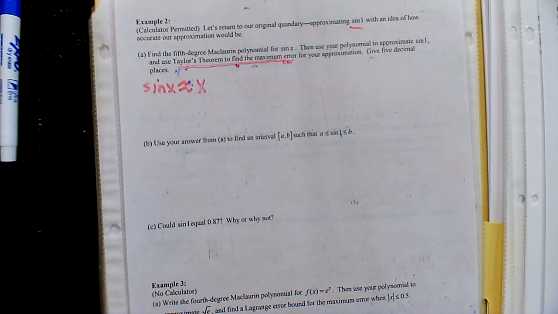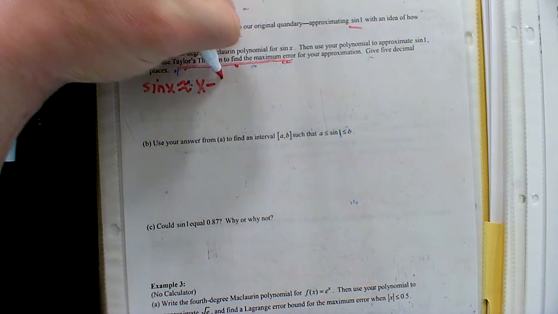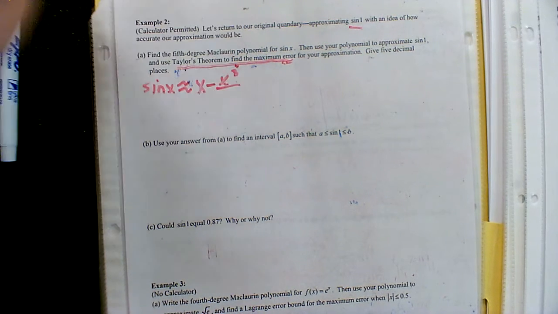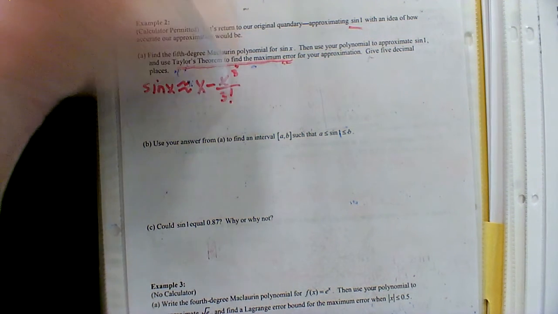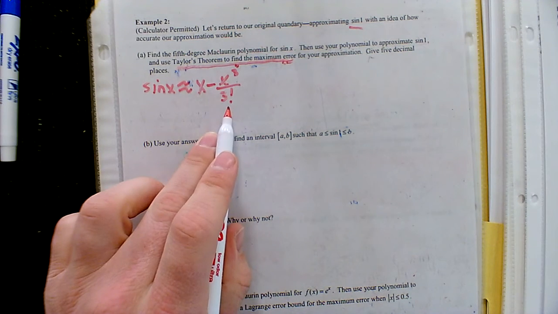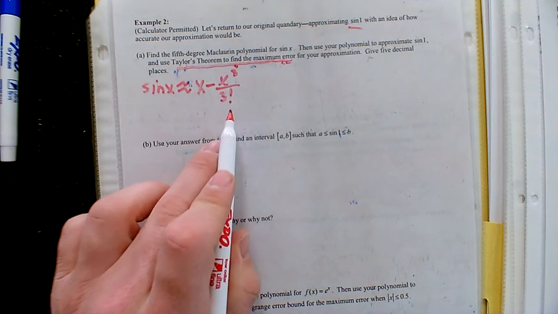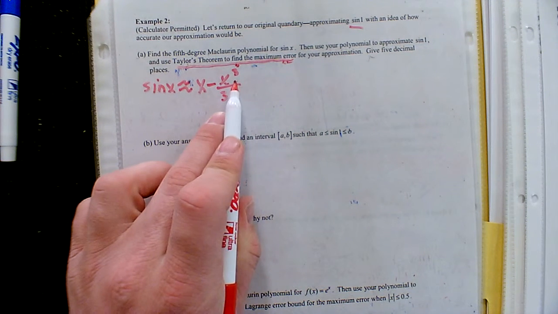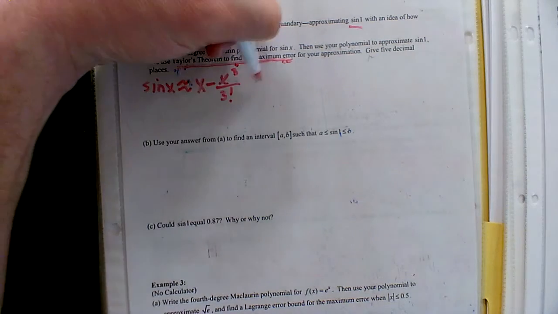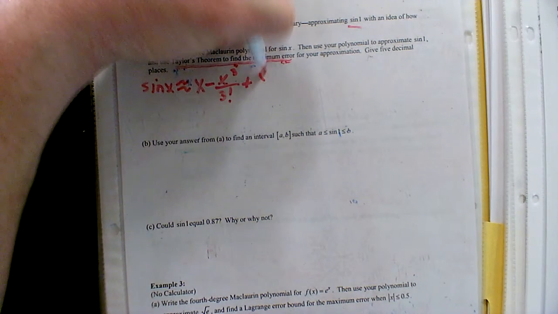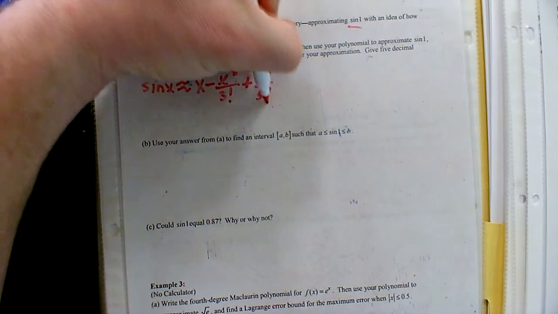We know it's odd, so we're going to go to x cubed, but do I have a minus or a plus? Minus. Remember, this is an alternating one. Minus x to the third over what factorial? 3 factorial. If I would stop here, this is considered a third degree. I don't have 3 terms, but this is a third degree because the highest power right now is 3. They're asking for a fifth degree, so it's alternating, plus x to the fifth over 5 factorial.